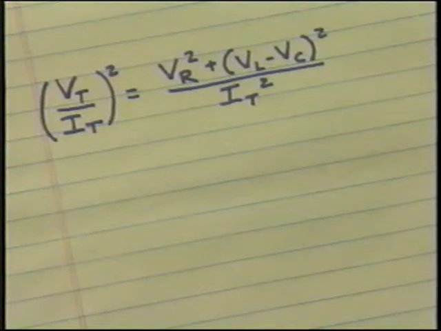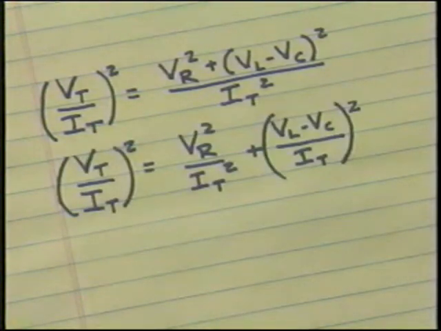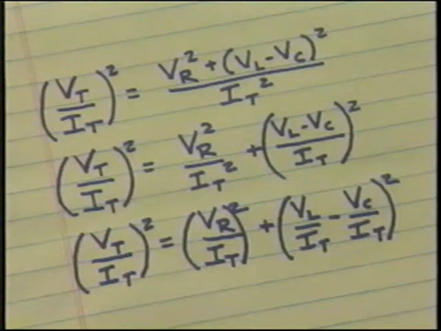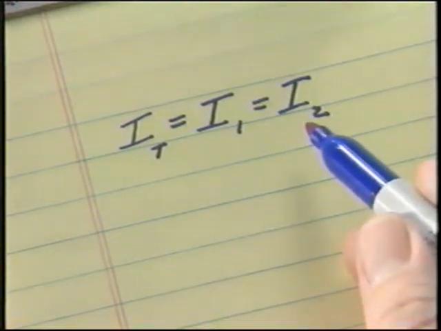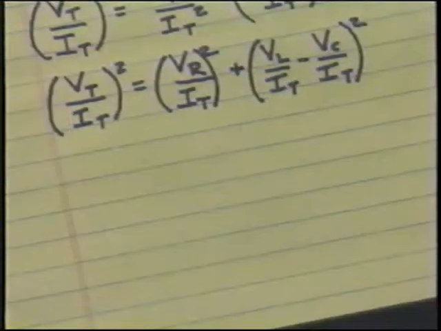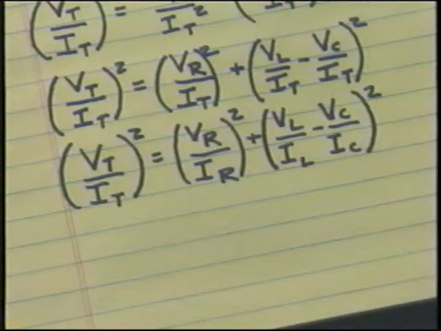Because there is a common denominator on the right side, rewrite it as V sub R squared divided by I sub T squared plus V sub L minus V sub C divided by I sub T quantity squared. Now add parentheses on the right indicating that each quantity is squared. Since the current is the same throughout a series circuit, the I sub T's on the right can be freely replaced with I sub R, I sub L, and I sub C respectively.